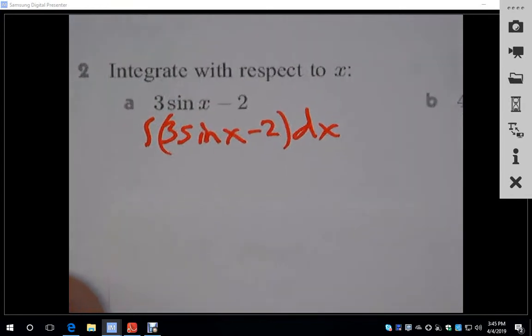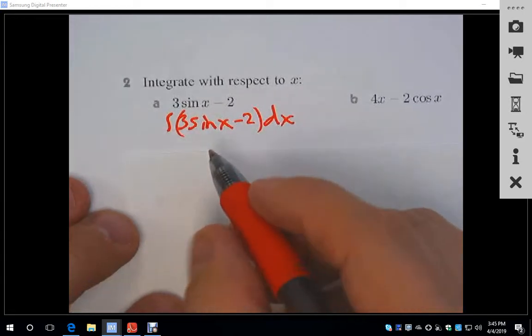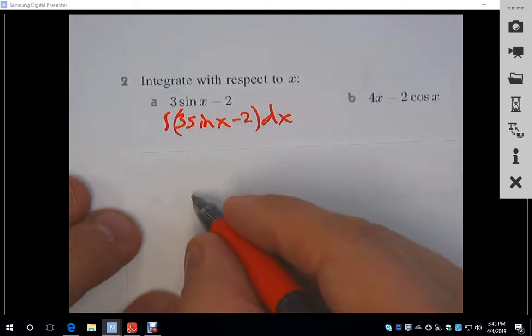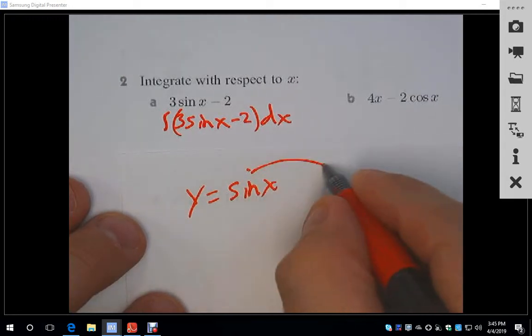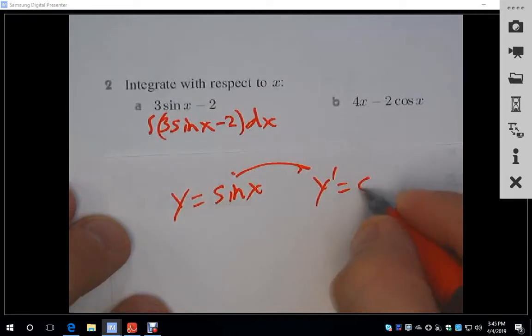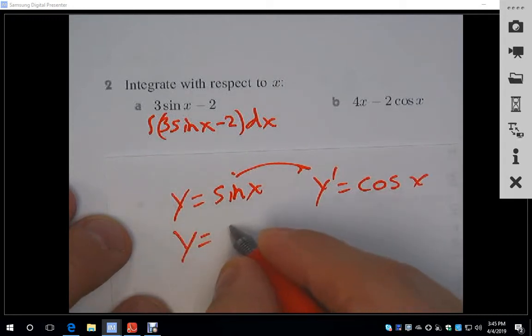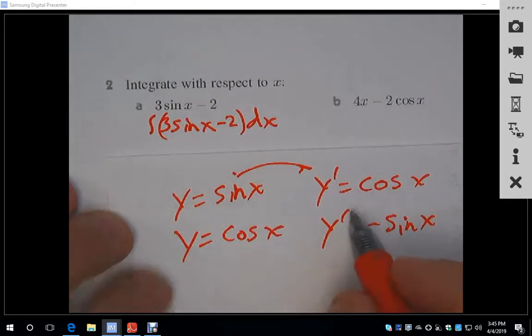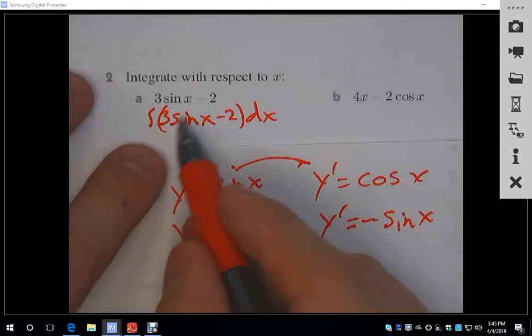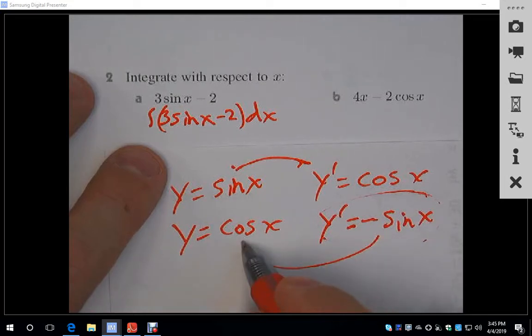I think that where we go from here is really helpful if we remember what we do when we have a derivative. So if my function is sine of x, then my derivative is going to be cosine of x. And if my function is cosine of x, then the derivative is going to be negative sine of x. So we're starting, since we're with integration, we're working backward. I'm going from here and I'm going back to here.